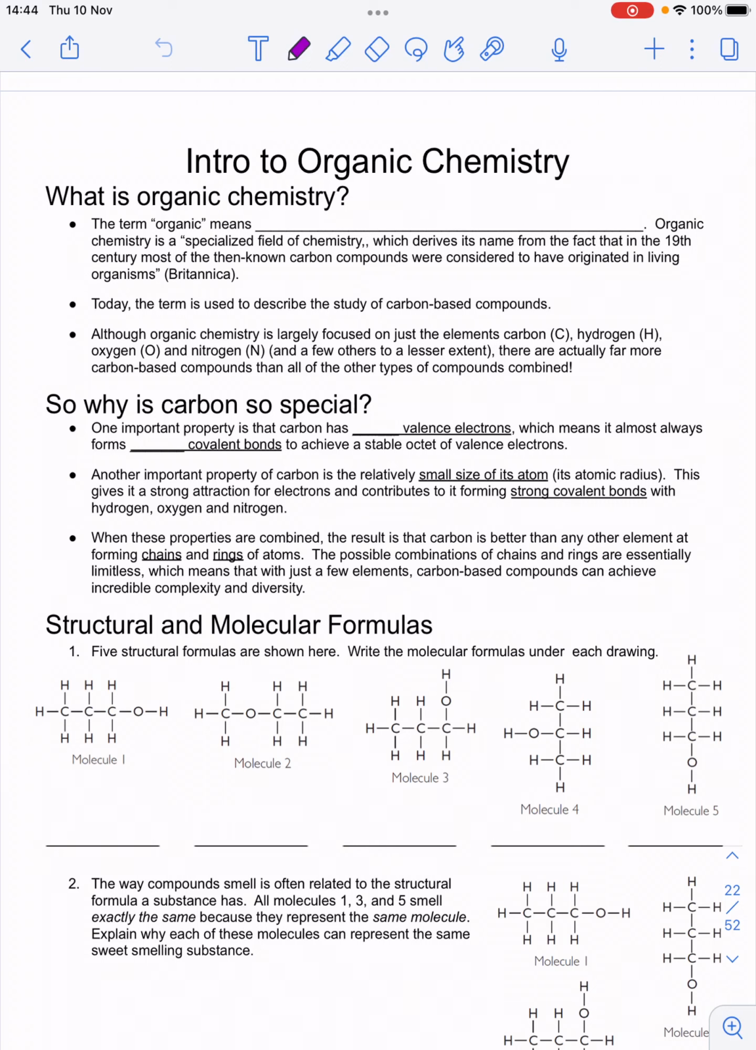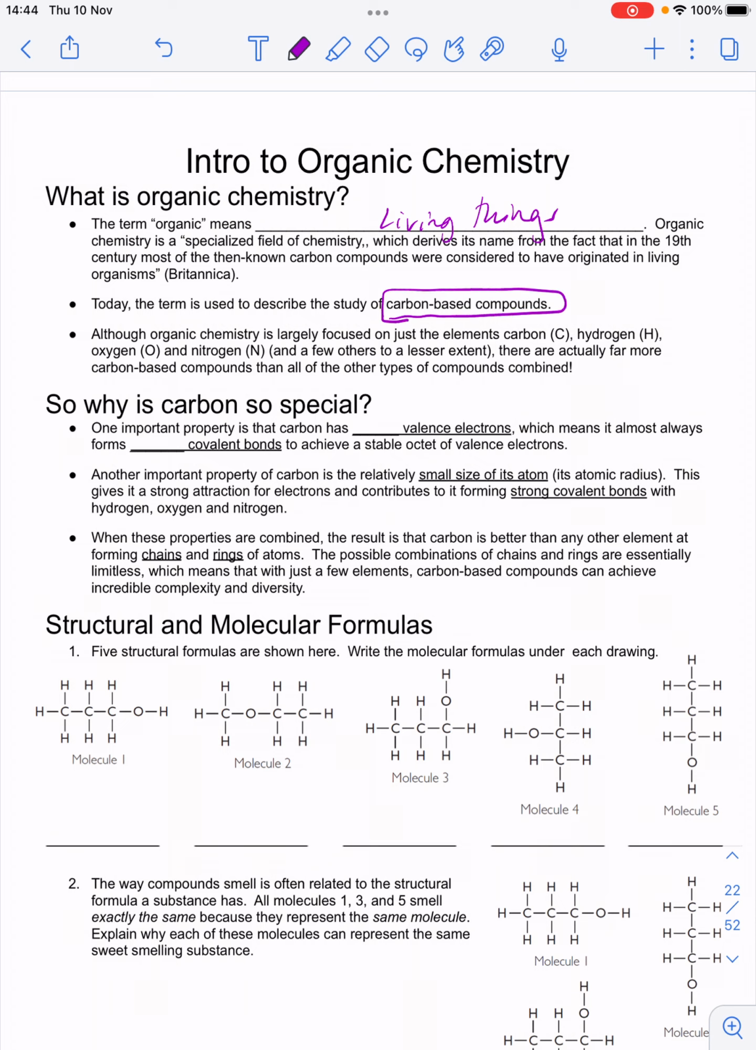Okay, so introduction to organic chemistry. The term organic means that it has to do with living things. That's sort of the old way to think about the term organic. Now we think of organic chemistry as being the study of carbon-based compounds.